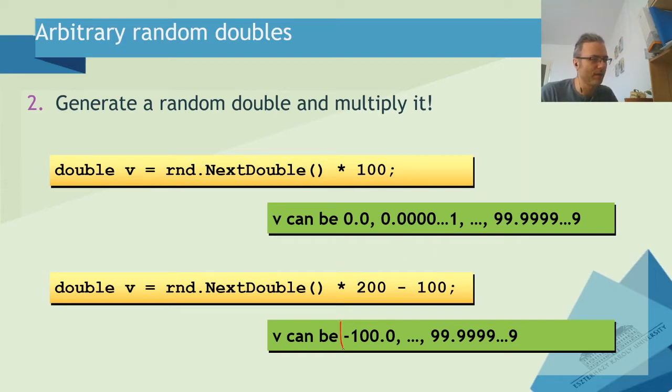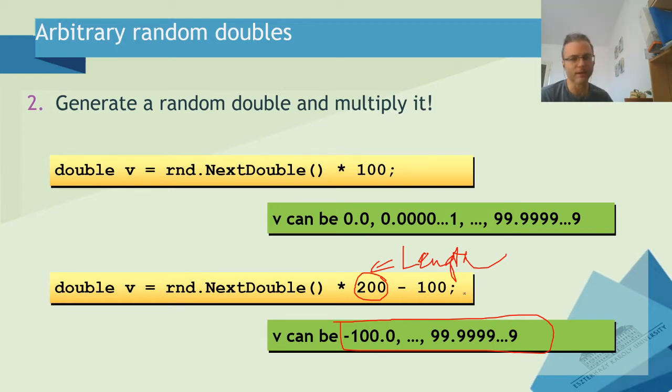So now I'm trying to generate a number between minus 100 and plus 100. So I got 200 here. Why? Because I subtracted minus 100 from plus 100. So it's 200. Actually, this is the length of the range. And then I added the minimum value.